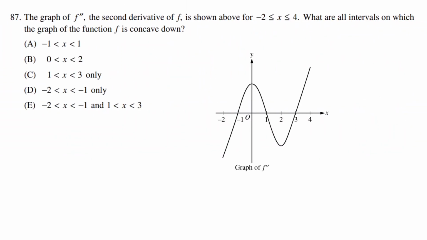In number 87, concave down means f double prime is negative, so negative 2 to negative 1 and 1 to 3, E.